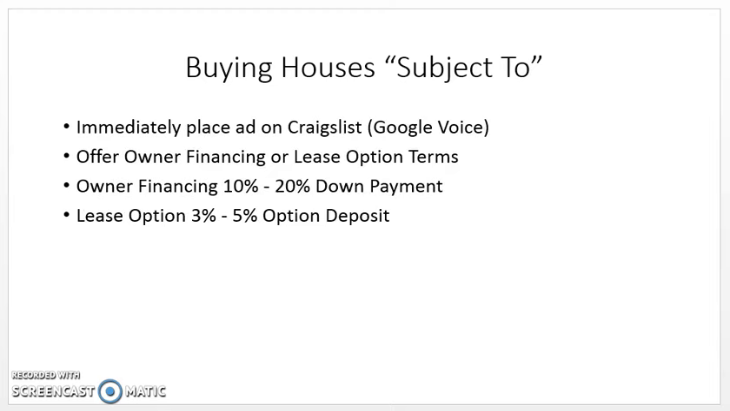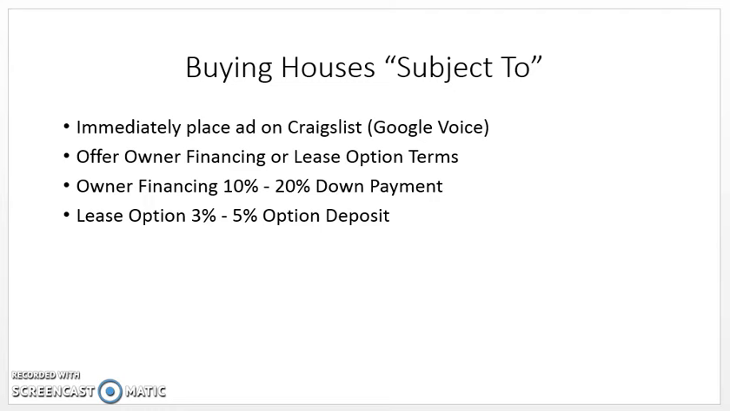Now, after you've done the title search and everything is clear, actually, really before that, once you get the contract signed and you've already sent it over to your attorney, you need to immediately place an ad on Craigslist for resale. Now, typically what I like to do is put a Google Voice number in there. That way, in case I miss the call, at least I'll get a transcription or a voice recording that I can always call back. But you immediately want to put an ad on Craigslist. And I'll give an example on how to do that shortly.